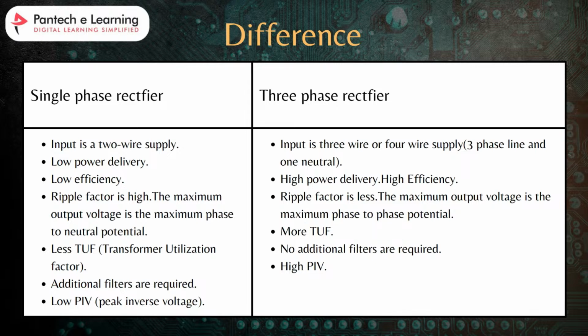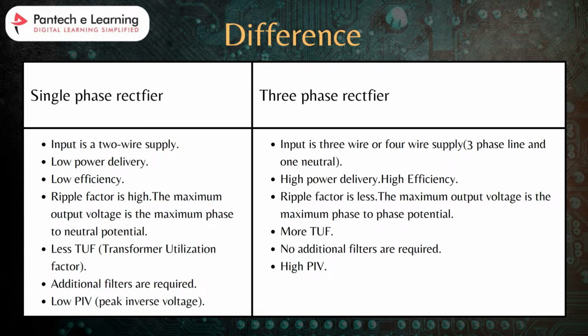On the other hand, three phase input is a 3 wire or 4 wire supply. It can deliver a lot more power, making it suitable for bigger tasks. Efficiency wise, it is very efficient, that means it wastes less energy. Next is the DC output ripple factor. The ripple factor is less, that means the DC output is much smoother with fewer ripples or fluctuations compared to a single phase rectifier.